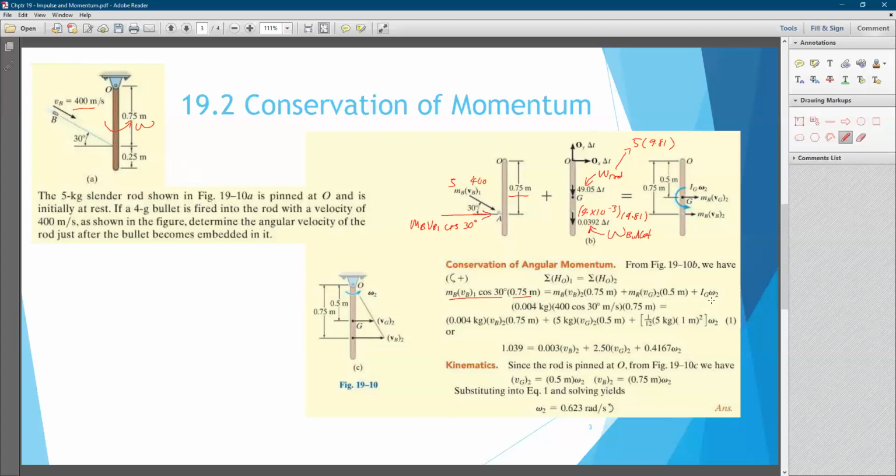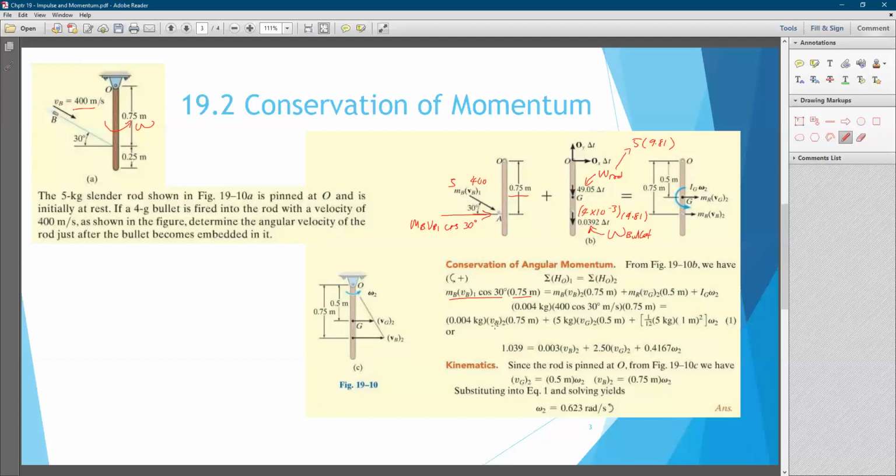And then we also have this IG omega 2. This is the component telling us that this particular rod will swing. If you don't have this component, it means that this particular rod will not swing. It would probably shift or stay like that.